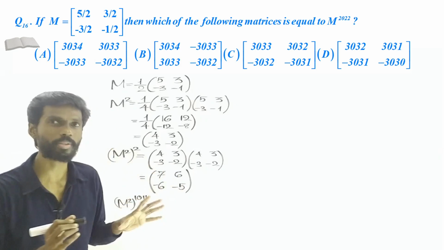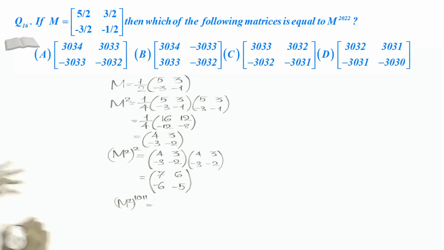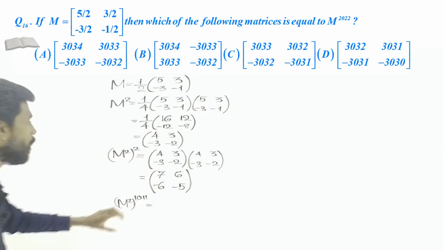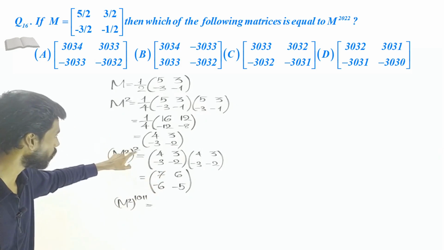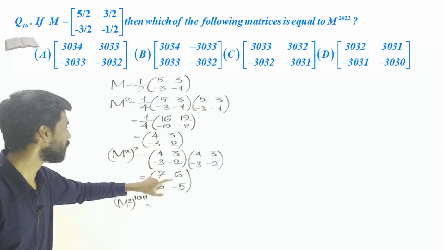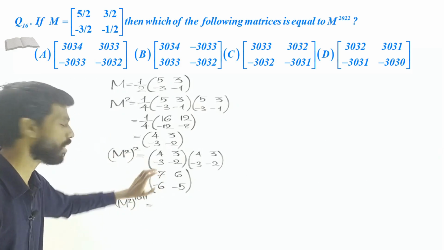So if only one option satisfies something like this, then that will be our answer. But if you look at this, all the options are like that only. 3034, next number is one less than that, so that is of no use. Now we have to observe this. For 2 we have 7, and for this 2 we have 6 here. What is this 7? Can you observe what this 7 is?